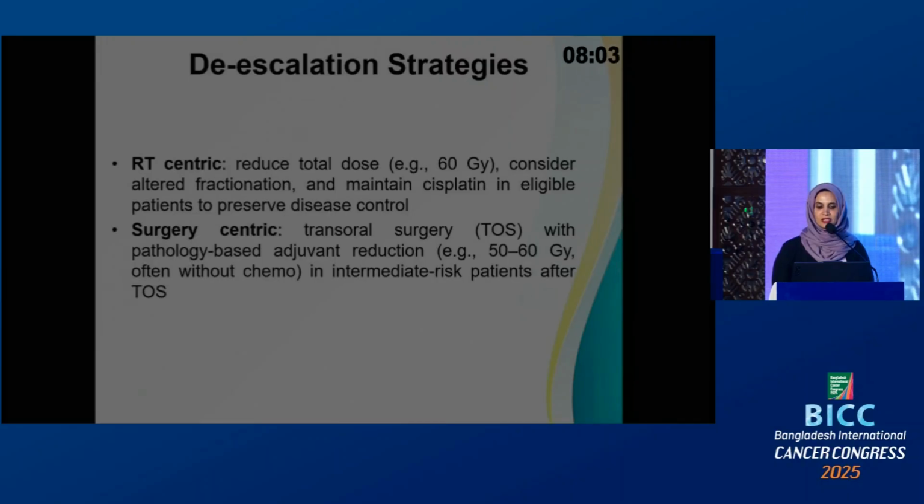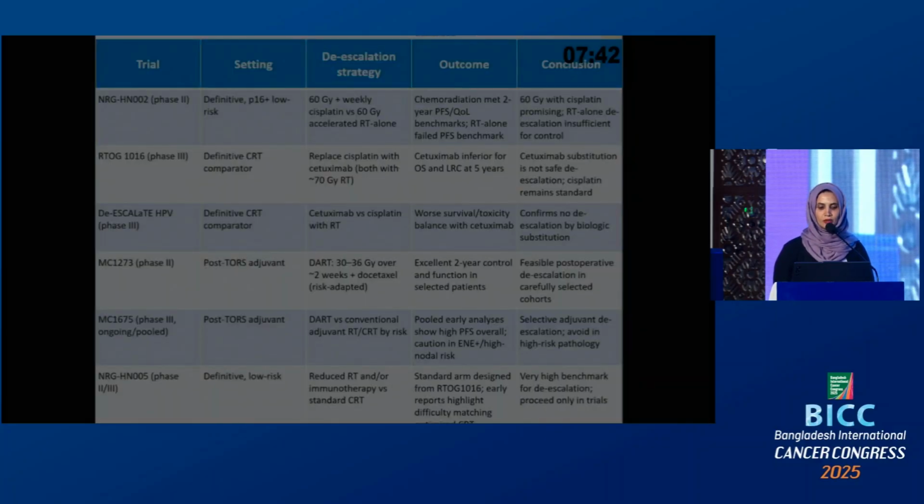So the de-escalation strategies are either RT-centric, like reducing the total dose from 70 to 60 gray, or altering the fractionation, or surgery-centric, for example, minimally invasive surgery like transoral surgery, and we can use adjuvant radiation if needed. Lots of studies have been done with the HPV-positive tumors. I will go through them quickly.